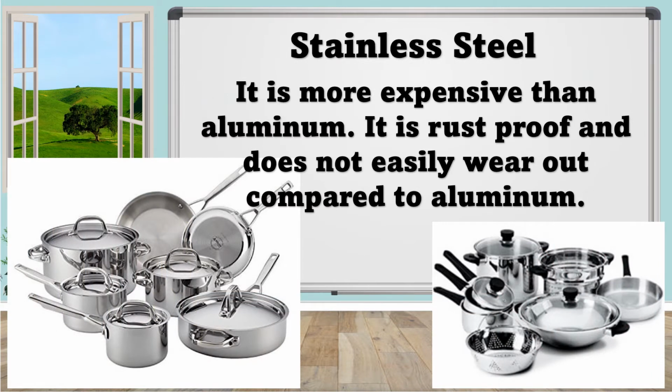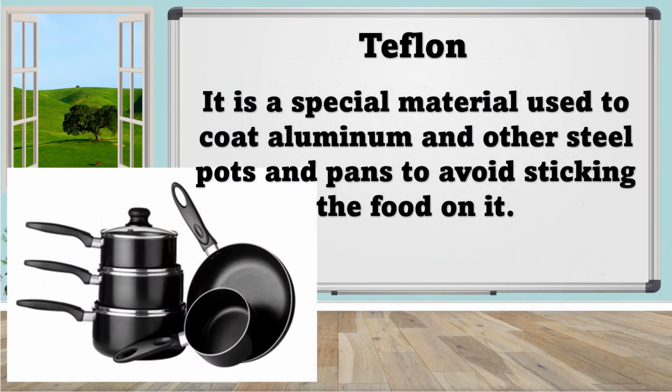Stainless steel are quite more expensive than aluminum. Nowadays, people prefer to use this type of material for kitchen tools and equipment because it is rust-proof and does not easily wear out compared to aluminum. Teflon is a special material used to coat aluminum and other steel pots and pans to avoid sticking the food on it. Teflon-coated cookware is a bit expensive, yet convenient to use as it is very easy to wash and clean.